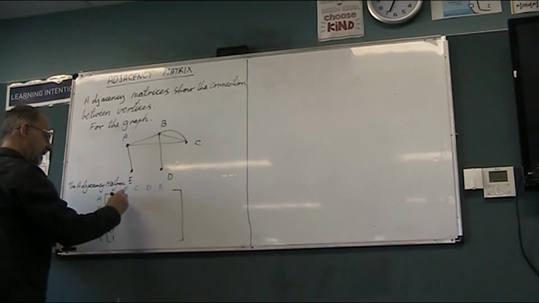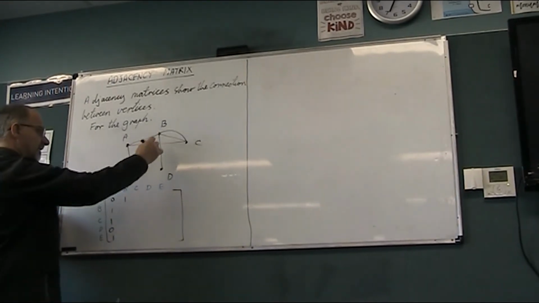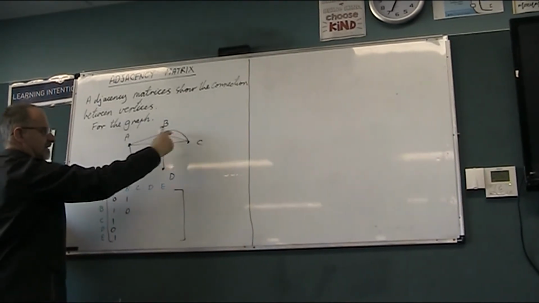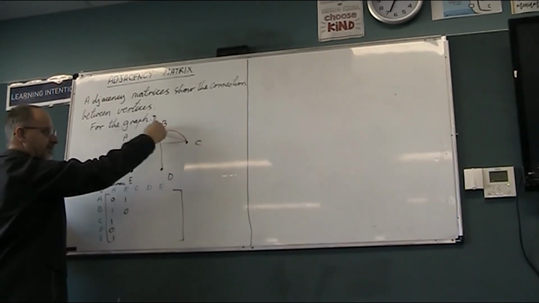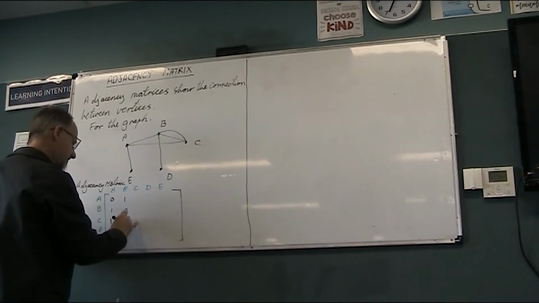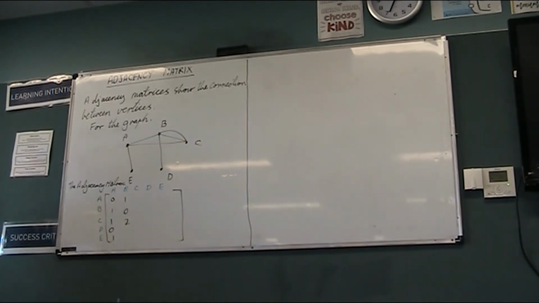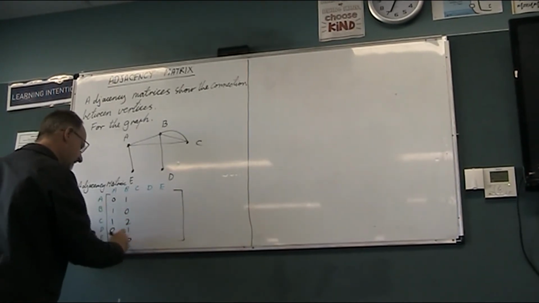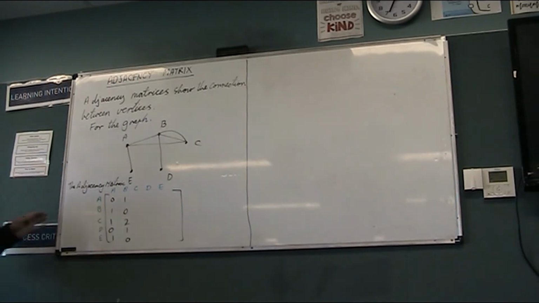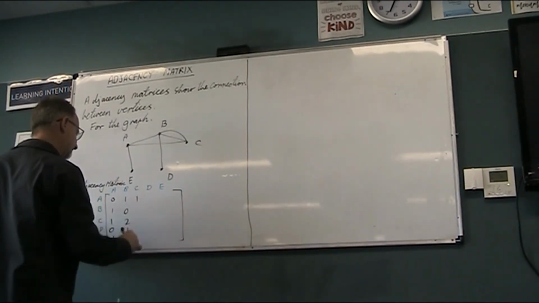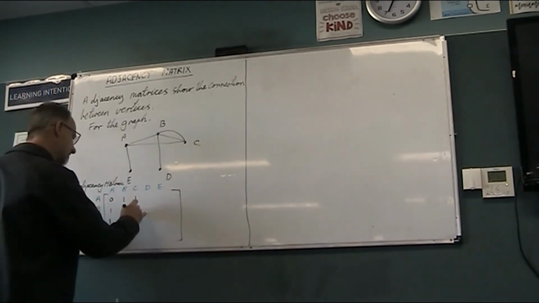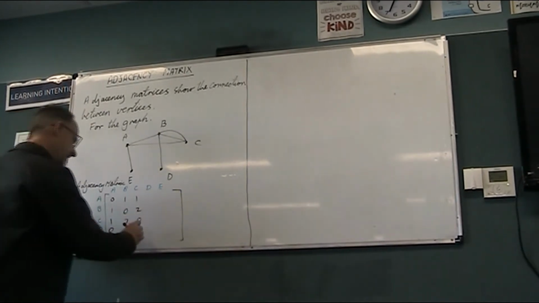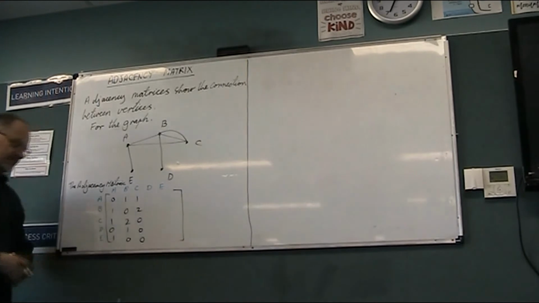So B does connect to A. It connects to itself, no. Does it connect to C? Well, yes it does, and you can see there's 2 roads there. So we put a 2 in here, because there's 2 ways you can get between those. B does connect to D, but not E. And so on, you keep doing all of that. So C connects to A, connects to B in 2 ways, doesn't connect to itself, doesn't connect to D, and it doesn't connect to E.